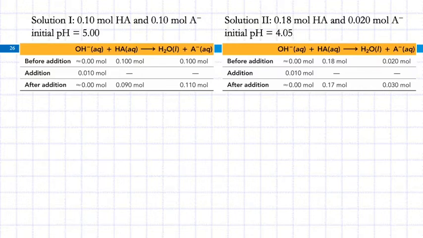So if we use these as our initial amounts and use the Henderson-Hasselbalch equation, then the pH is equal to 5 plus the log of the base over the acid, 0.110 divided by 0.090.